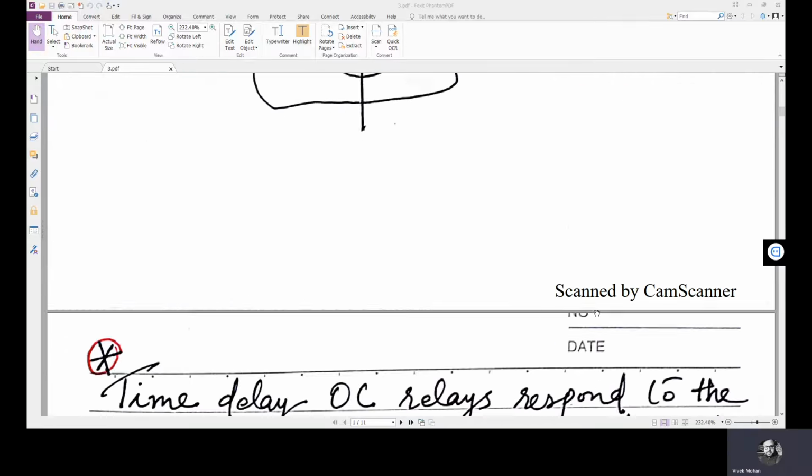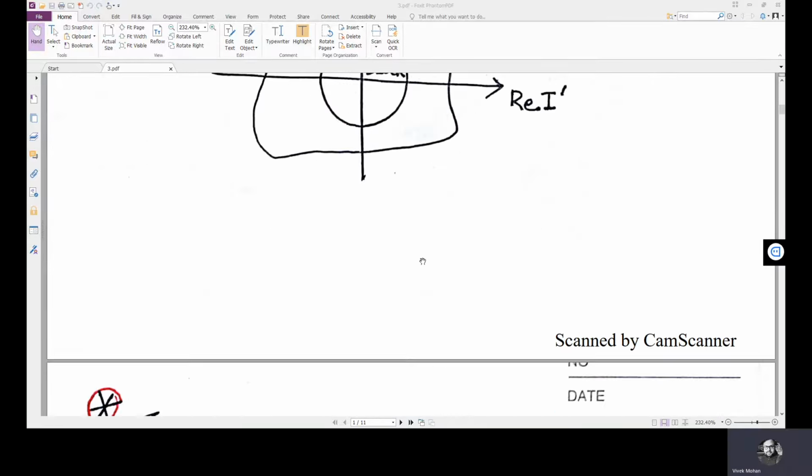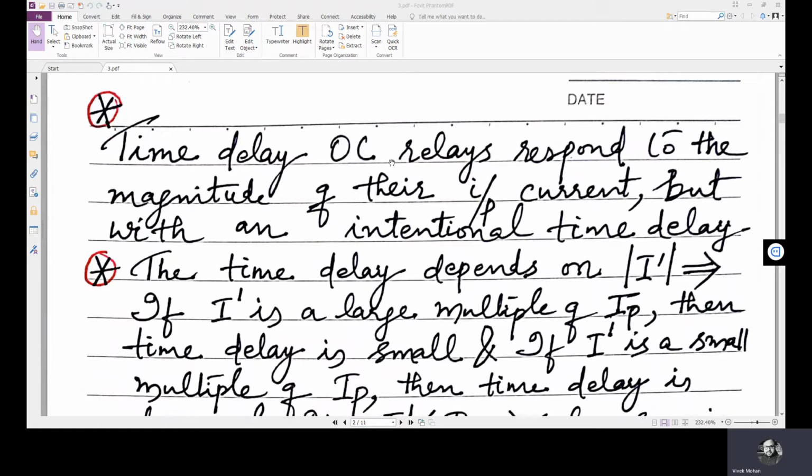Okay, now we have seen the trip region and the block region, and time delay overcurrent relays respond to the magnitude of their input current, but with an intentional time delay.